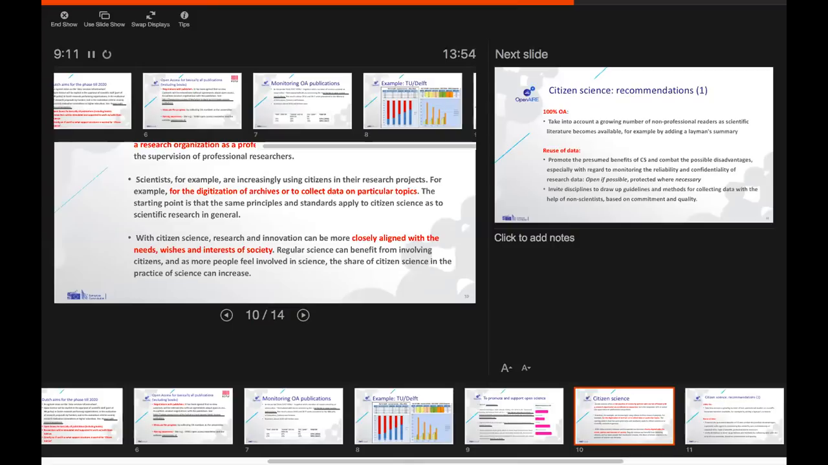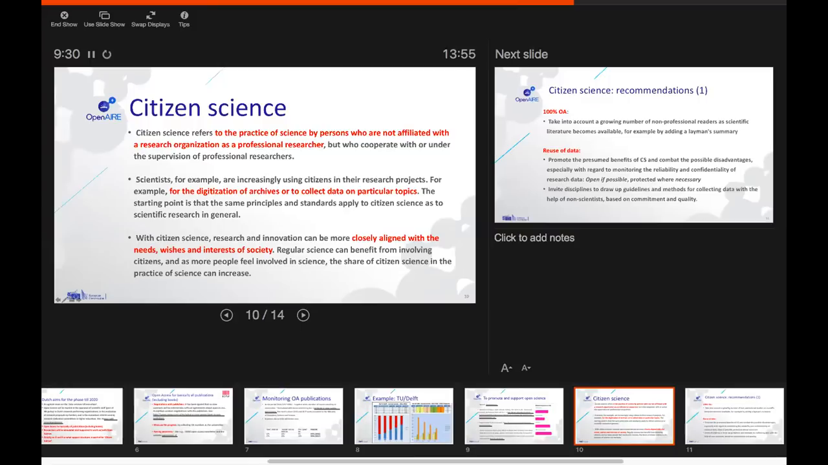Citizen science is a theme in the national plan that was added later. What is citizen science? Citizen science is scientific research conducted by amateur scientists. Citizen science has evolved over the past four decades. Technology and internet can be seen as one of the main drivers of the recent explosion of citizen science activities. Examples are the digitization of archives or collecting data on particular matters, like butterfly or bird counts. It's important that the same principles and standards apply to citizen science as to scientific research in general. On the other hand, it's also important that research and innovation can be more closely aligned with the needs, wishes, and interests of society. Citizen science can play a role in it because then more citizens are involved in science.